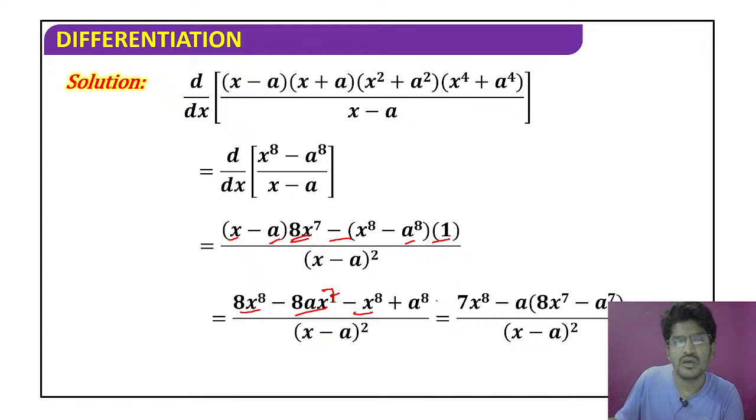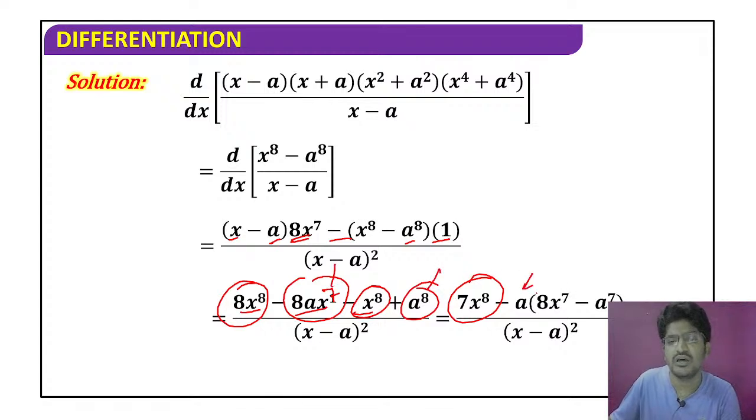So therefore you see these two terms will get simplified and you will get 7 minus x to the power of 8. And from these two you can take a term common. From these two you can take a term common. So therefore a into 8 x to the power of 7 minus a to the power of 7. Clear?